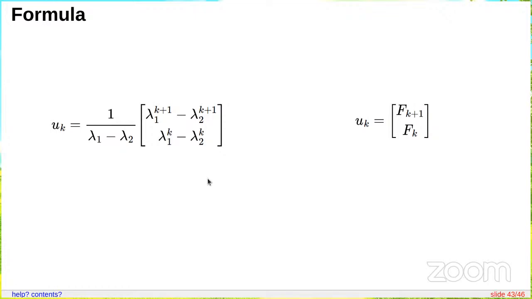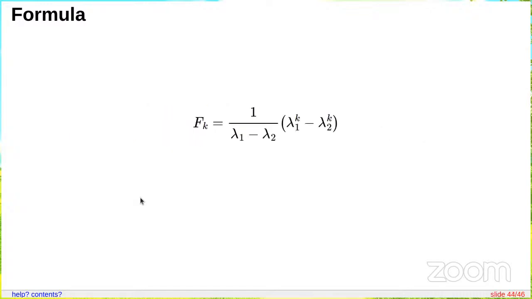Can you now tell me what Fk will be? Compare these two. Uk is nothing but F(k+1) comma Fk. After all your computation, you have ended up with this particular expression on the right hand side. So what should Fk be? Lambda 1 power k minus lambda 2 power k over lambda 1 minus lambda 2. Exactly, that is Fk.